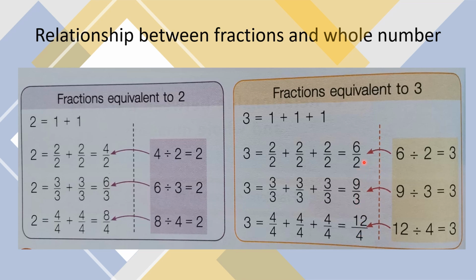So how to read these fractions? It's 6 over 2, 9 over 3, 12 over 4. How to get the equivalent? 6 divided by 2 is equal to 3. 9 divided by 3 is equal to 3. Then 12 divided by 4 is equal to 3. As you can see, the equivalent fractions are equal to 3. Then it's just the same. We're going to use 4, 5, 6, and the rest of the numbers. So for a better understanding, I'll give you more examples.